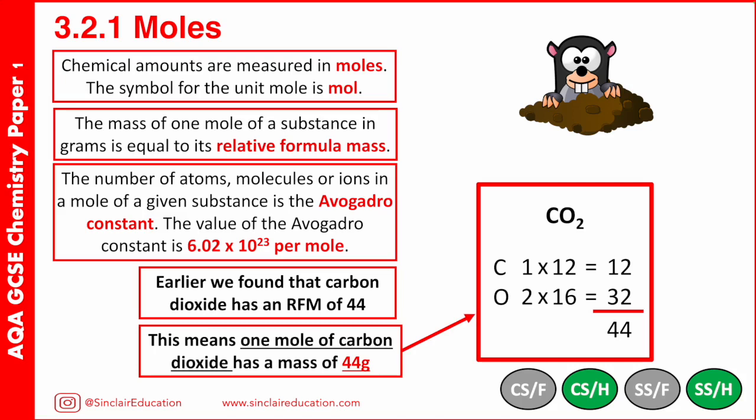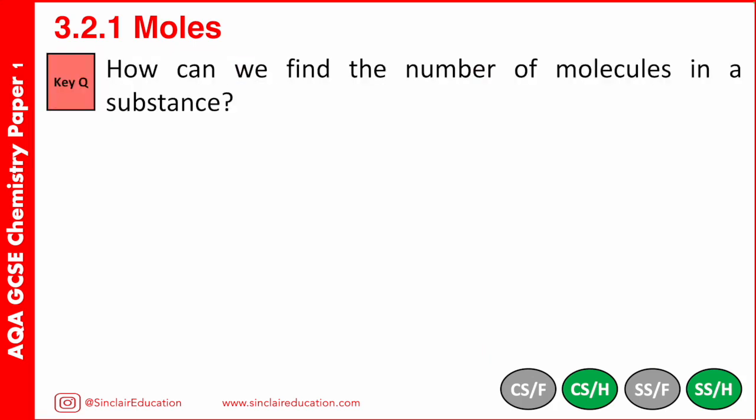Also linked to the higher here, we have the Avogadro constant. This is a rule that says that in a mole of a substance, there must be 6.02 times 10 to the power 23 molecules in that mole. So if, for example, you have 1 mole of carbon dioxide, it will weigh 44 grams, and there will be 6.02 times 10 to the power 23 molecules within that. And that might lead to some sneaky little 4-mark calculations.